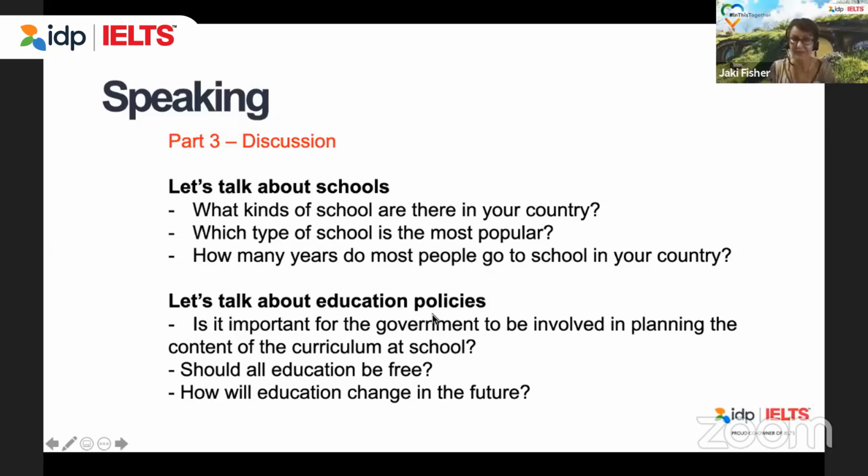Now, the questions may get a bit harder. If we look down at the second topic, let's talk about education policies. Should all education be free? This is a more complex question in a way. If the questions become a bit difficult, it's a good sign. It means the examiner thinks you're good and they're pushing you. The examiner is trying to help you get the highest score you can. They're not your enemy.